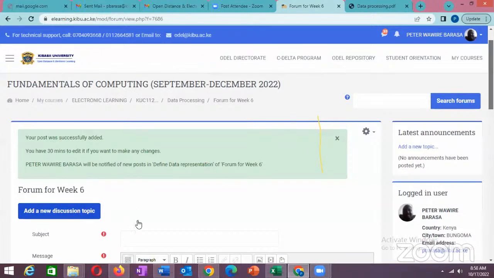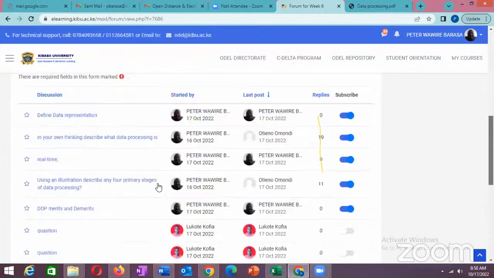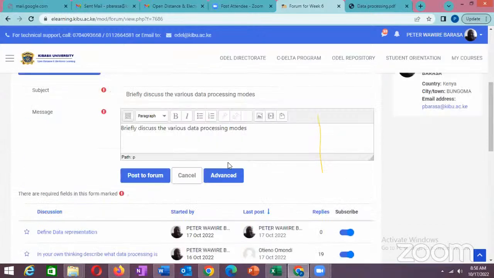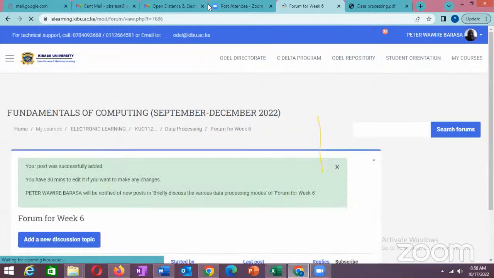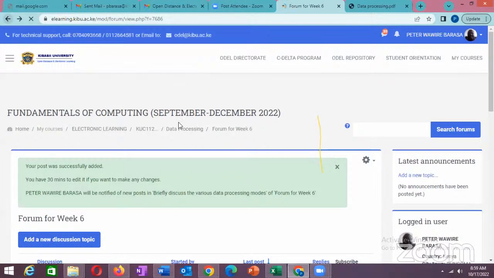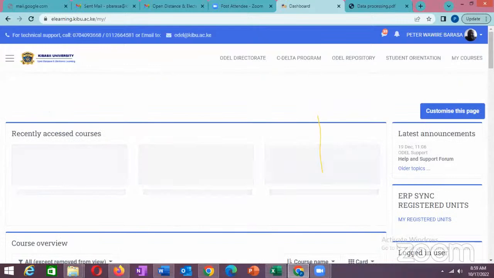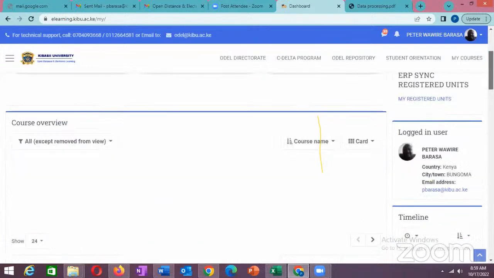So after this, kindly log into your LMS. Kindly log into LMS after this. Actually, I'm giving you time to log into LMS. Read well the notes. So we are here.